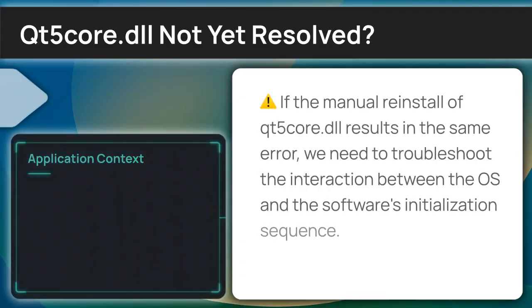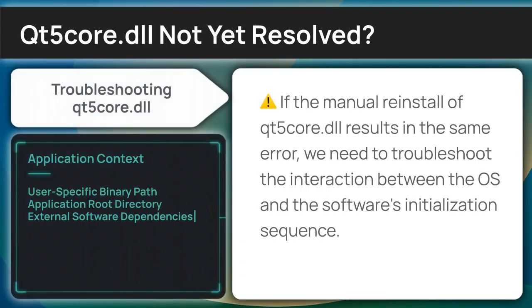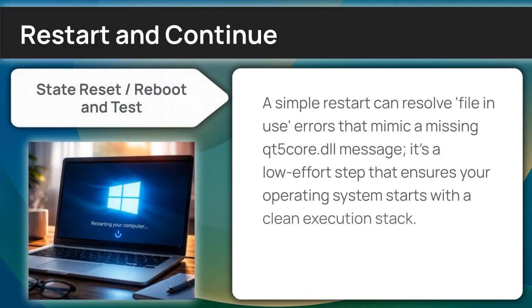When a fresh installer fails to clear the error, it typically points toward a deeper conflict within the Windows execution layer. A quick reboot can determine if the error is transient. While it won't fix a deleted file, it can re-establish the connection between your software and the Qt5core file if the path was temporarily busy.